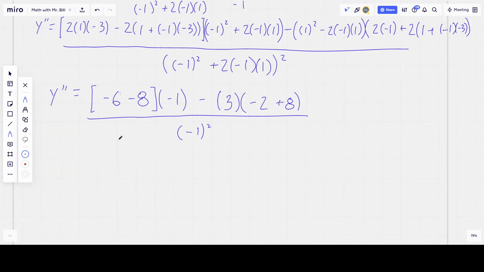So now we've got negative 6 minus 8, which is negative 14, times negative 1, which is 14. And then negative 2 plus 8, which is 6, times 3, which is 18. So we get 14 minus 18 all over negative 1 squared, which is 1. And so that's equal to 4. So y double prime is equal to 4. Hopefully I didn't make any mistakes in that. Certainly let me know in the comments if I did. But that's it. That's y double prime at negative 1, 1.